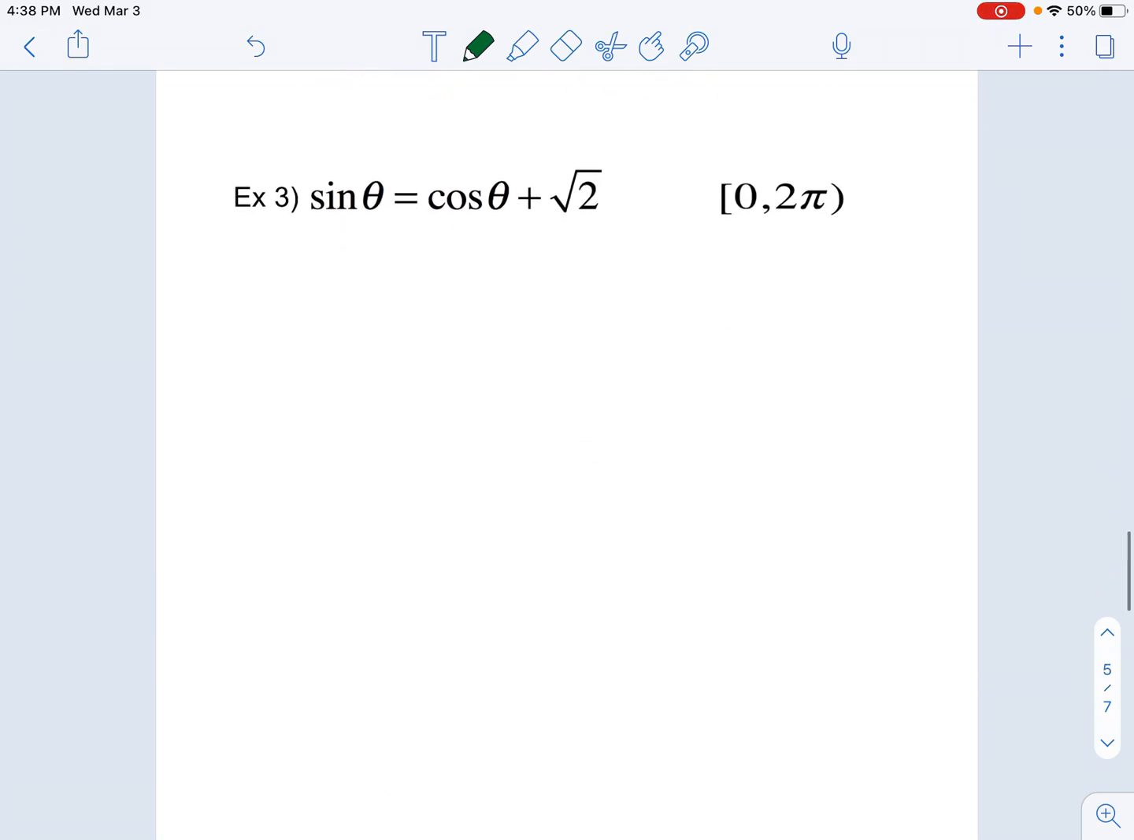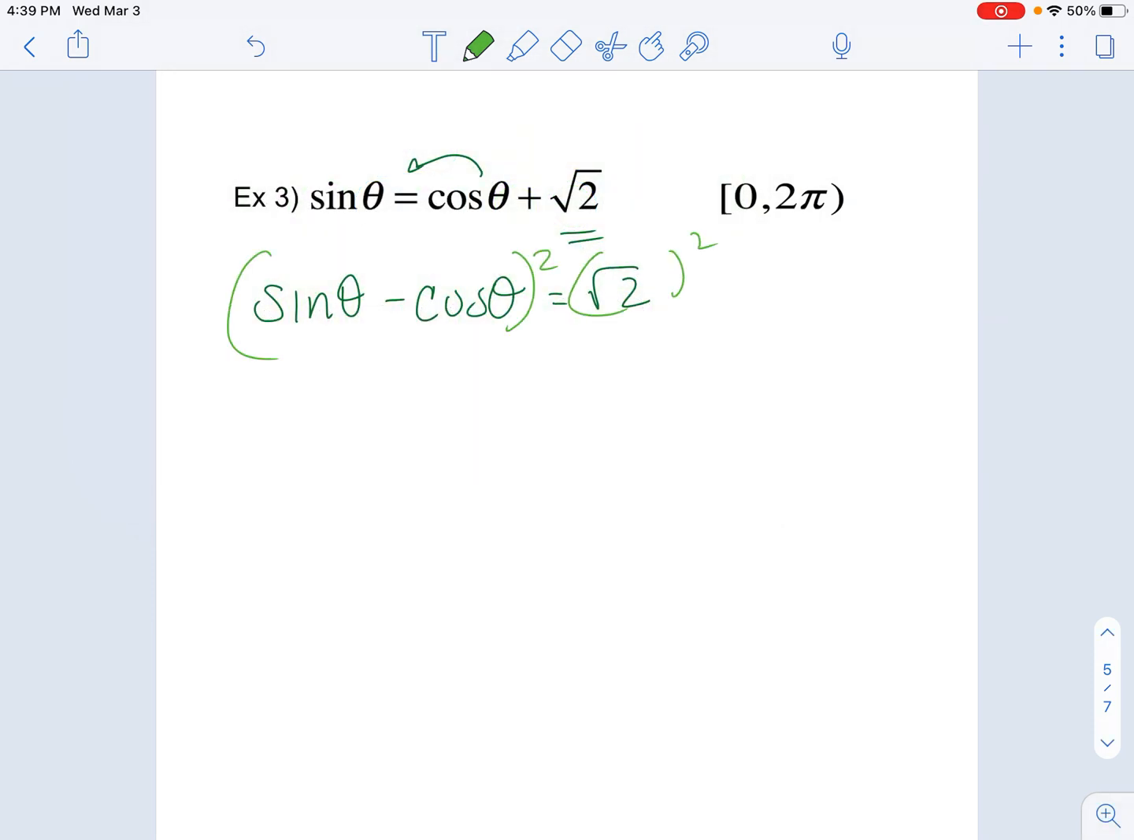All right, so next one, I've got sine equals cosine plus root 2. Okay, so that root 2 isn't nice. So what we want to do is we're going to have to square both sides here, right? We want to get rid of that root 2. So let's move that cosine to the other side. So I've got sine minus cosine theta equals root 2. And again, when we have sines and cosines, we really can't deal with those until they're sine squareds. Okay, so the easiest thing to do here to solve is to square both sides.